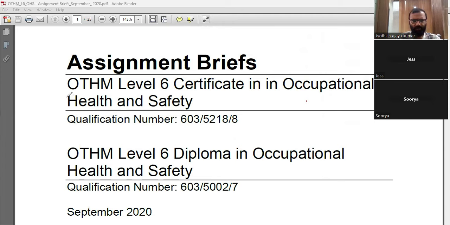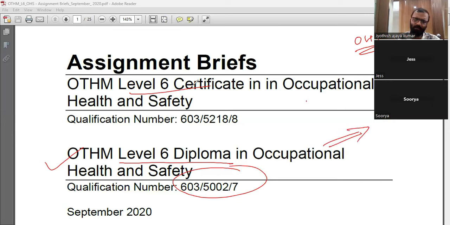So OTHM level 6 qualification in occupational health and safety, OHS, has basically two qualifications. One is level 6 certificate, another one is level 6 diploma. What you have done is OTHM level 6 diploma in occupational health and safety. This is the qualification number. Both are level 6. That is the peculiarity you must understand. Both level 6 certificate and level 6 diploma are actually level 6, and both are equally qualified for IOSH level 6. Irrespective of the certificate course or diploma course that you do, both are qualified for level 6.